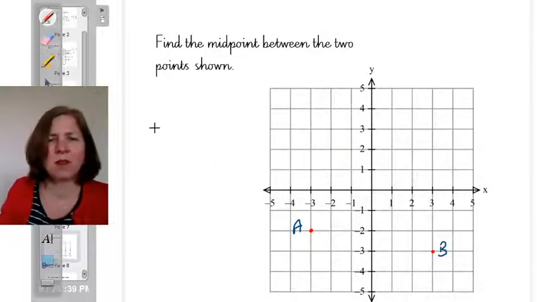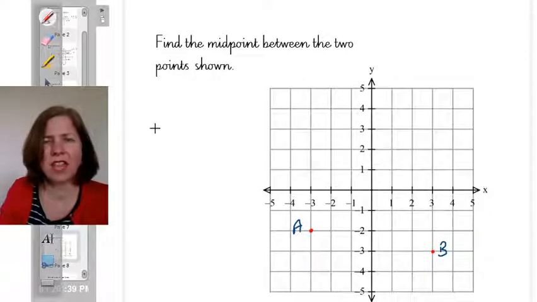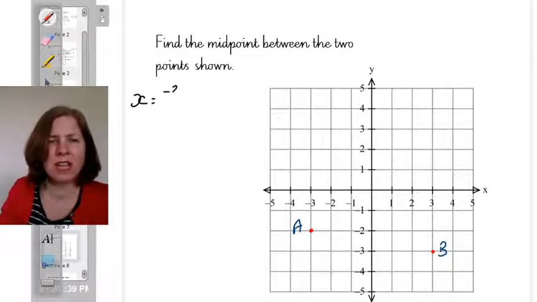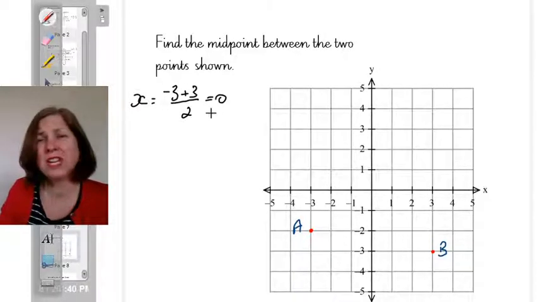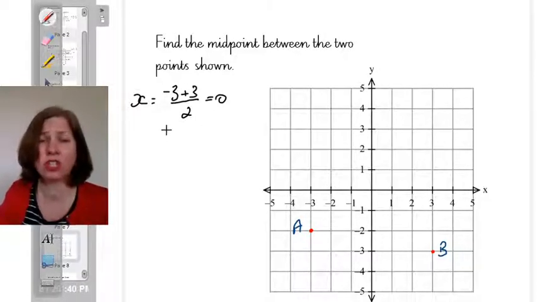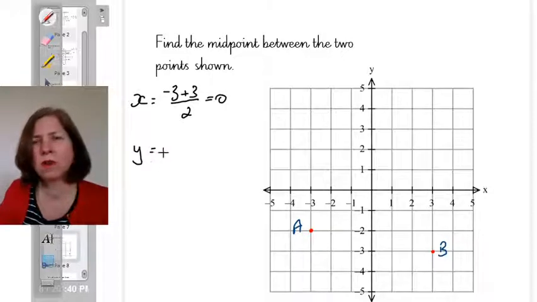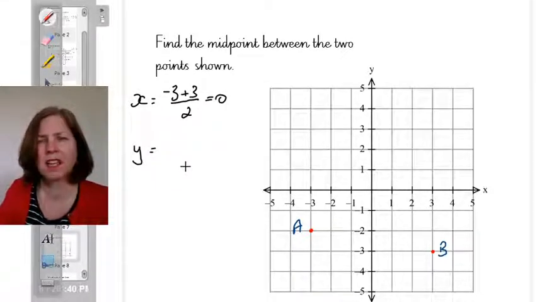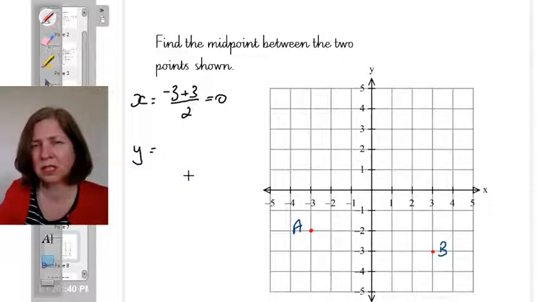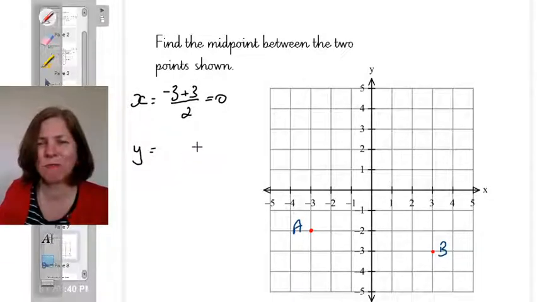All right, one more to do, and then we're going to do some without a graph. Find my x point. I've got -3 and 3. So -3 plus 3, over 2, equals 0. Now, if you don't need to do the working, you don't need to show it, but it is always worthwhile having a look at how many marks a question is. If this question was worth 2 marks, I would definitely show that working. If it was worth 1 mark, I wouldn't, because the mark will be 1/2 for x and 1/2 for y.